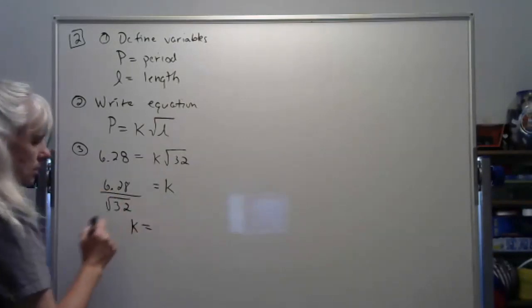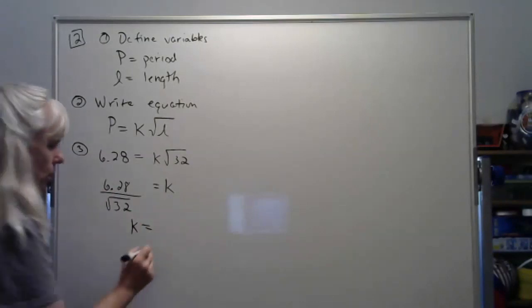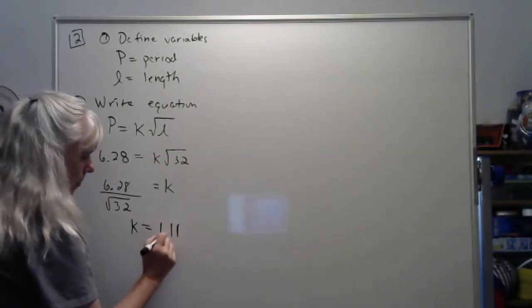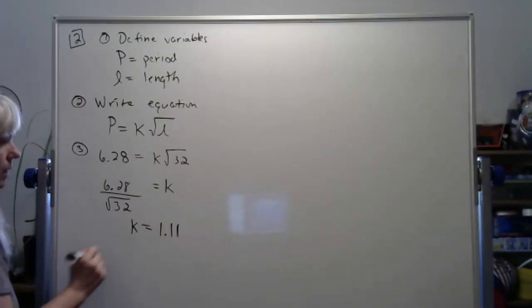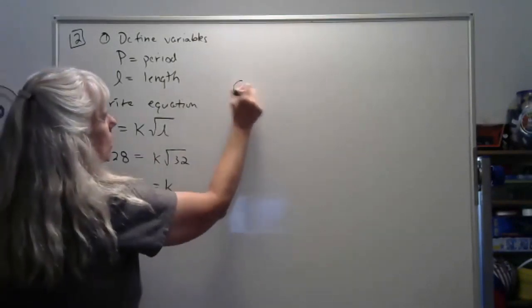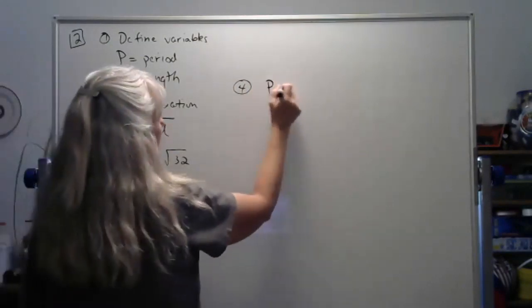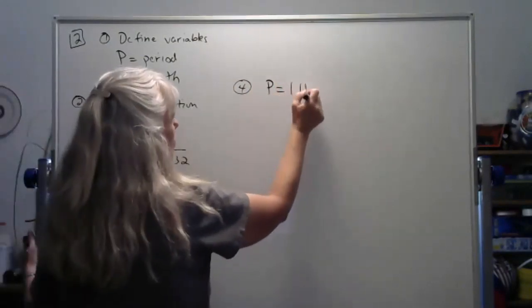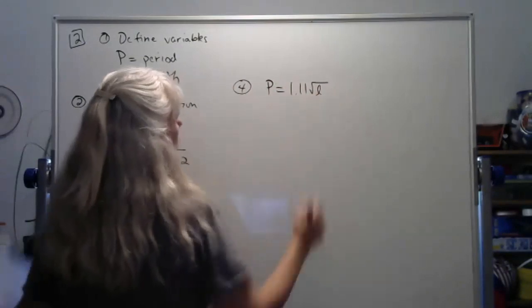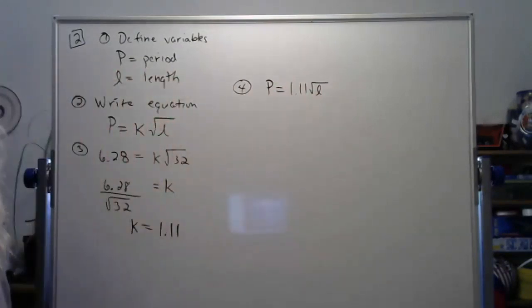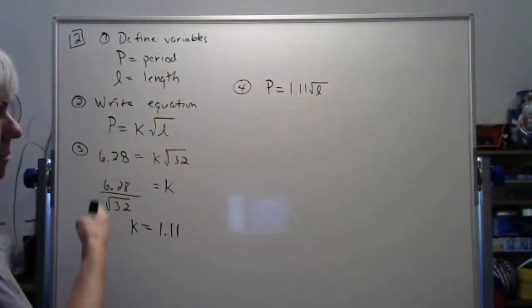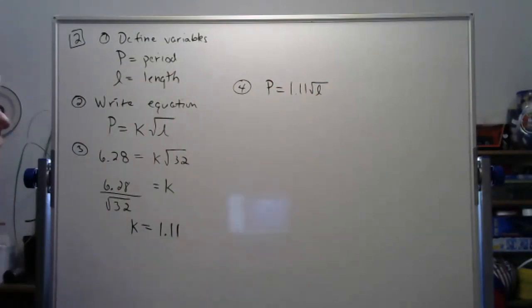So if you take 6 and divide it by the square root of 32, you end up with 1.11 as your answer. So then step 4 is to rewrite our equation. So our equation would then be the period is equal to 1.11 times the square root of L. So now if you give me the length, I can tell you how long it's going to take that period, that pendulum to swing out and back.